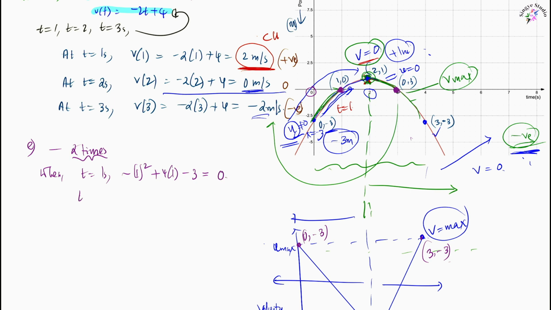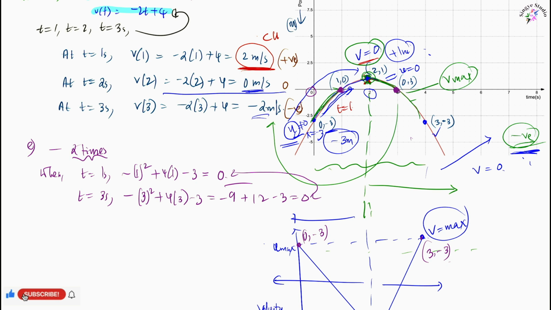And when t equals 3 seconds, it is negative 9 plus 4 times 3 minus 3, which is negative 9 plus 12 minus 3, and that is 0. So you can see this matches exactly what the graph is representing. So it passes 2 times. So the answer is 2 times.